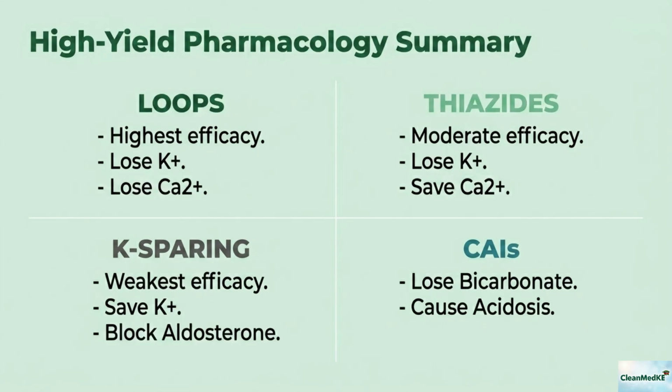To recap our high-yield points, loops have the highest efficacy, but lose potassium and calcium. Thiazides have moderate efficacy and are unique because they save calcium. K-sparing drugs are the weakest diuretics, but are vital because they save potassium. Finally, CAIs are unique for causing acidosis by losing bicarbonate.